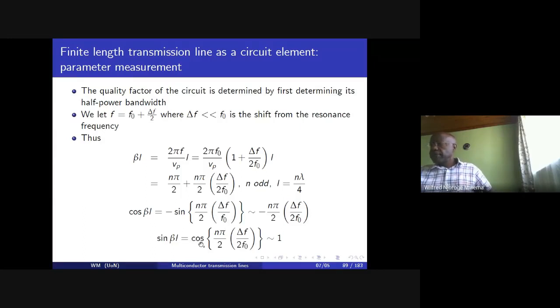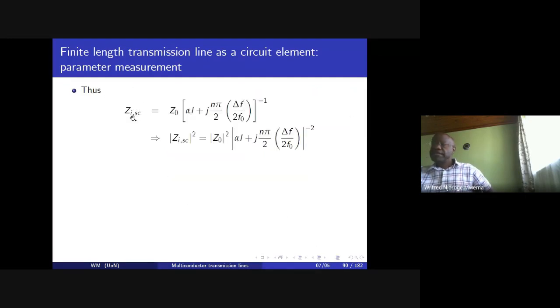And therefore, the sine beta L is going to be given by the sine of that. And when we expand that, we'll get the cosine of n pi by 2 delta f by twice f naught. And this being a small value, it's the same as getting the cosine of a very small angle, which is very close to unity, because cos 0 is unity. And therefore, the input impedance of the short-circuited line will be given by Z0 into alpha L plus j n pi by 2 delta f by 2 f naught.